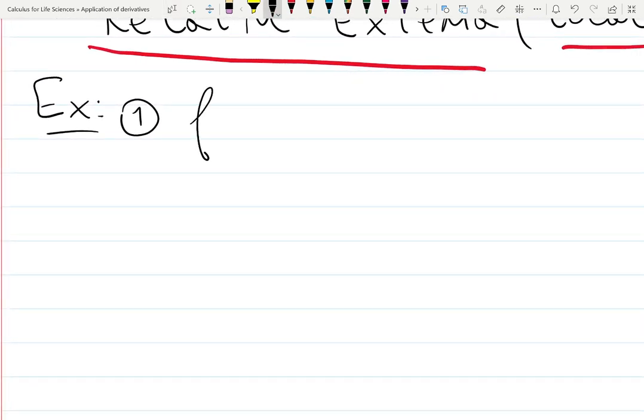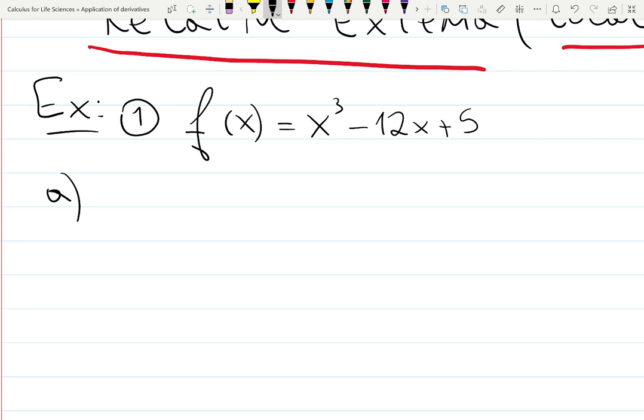Example 1. With the given function x cubed minus 12x plus 5, A: find CVs. Can you remember that as critical values? Very nice notation. CVs, critical numbers, CNs. Let's find critical numbers. CVs, yeah.